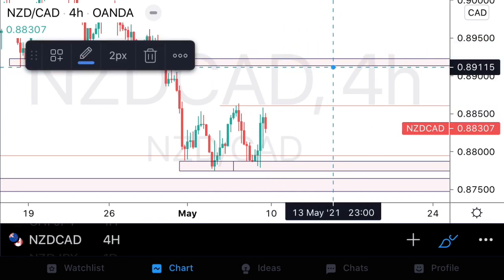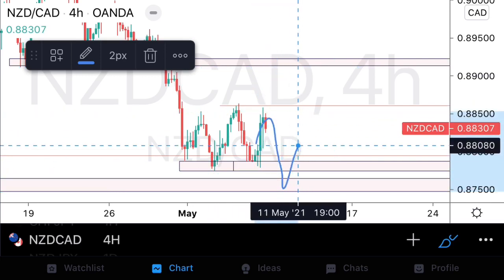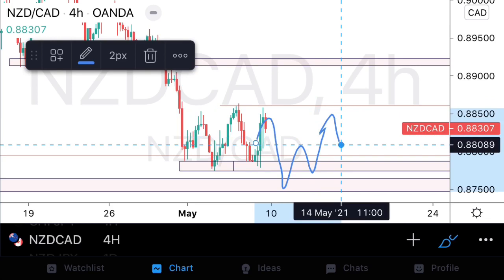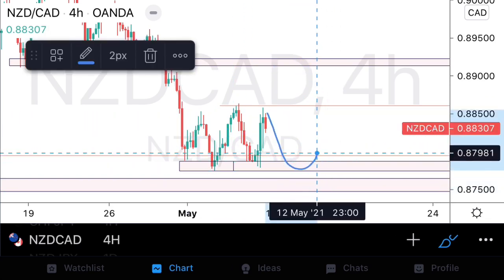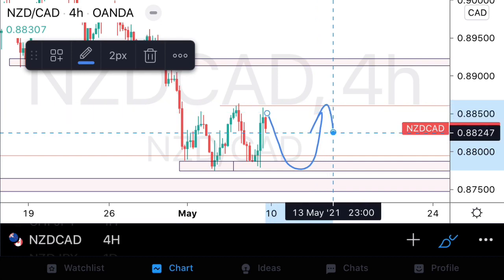So what I would be hoping for on NZDCAD, same as Aussie CAD guys, if prices do push lower, I'd be looking for an opportunity to actually jump into the market with a buying opportunity. So my buying probabilities are in play right now at this point if prices do pull lower.